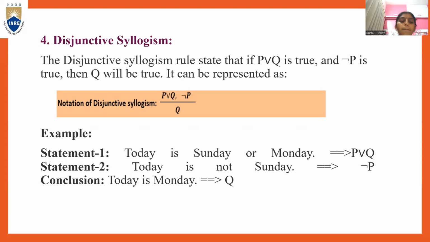So coming to the example, first statement is today is Sunday or Monday. So P or Q. Second statement is today is not Sunday. So that is negation P. Conclusion is today is Monday. So P or Q, comma negation P always gives you Q.